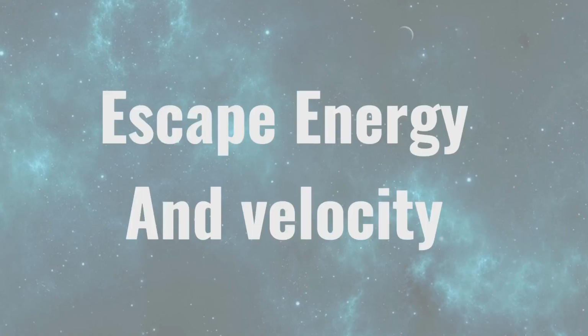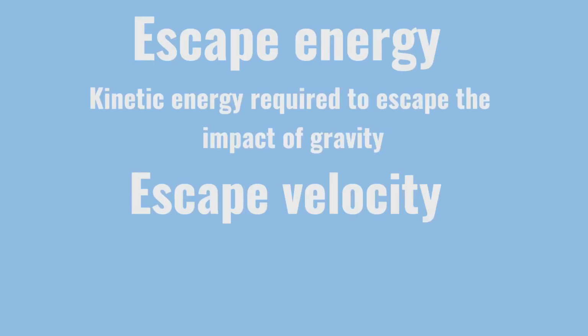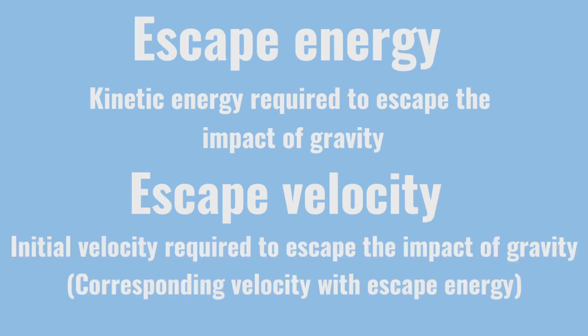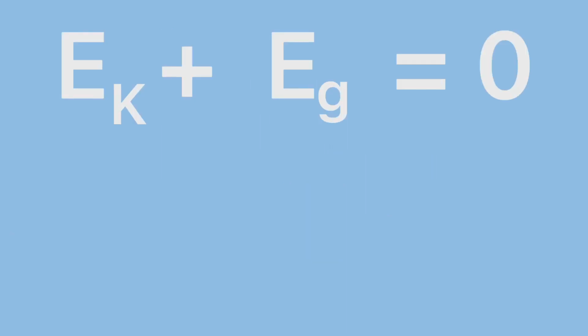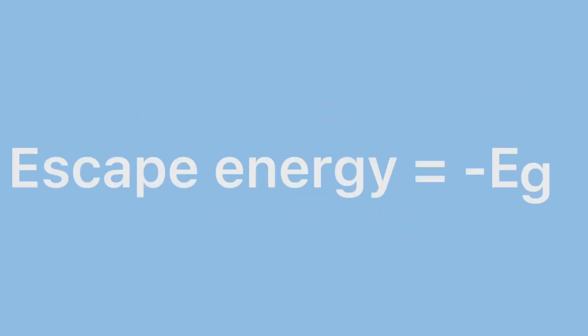Now on to escape energy and velocity. Escape energy is the kinetic energy required to escape the gravitational field. The escape velocity is the initial velocity the body must have to escape the impact of gravity. The kinetic energy would obviously have to cancel out the gravitational potential energy in this situation, making the total energy 0. So you can find the escape energy by finding the gravitational potential energy at that point, and obviously multiplying it by -1, since gravitational potential energy is negative.